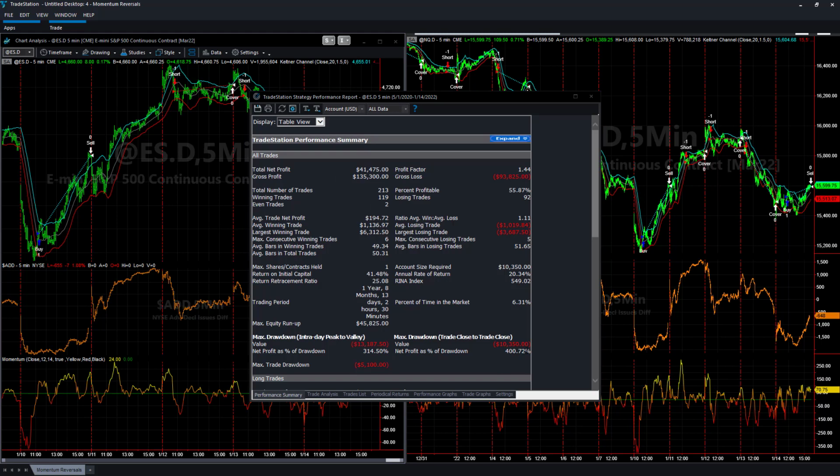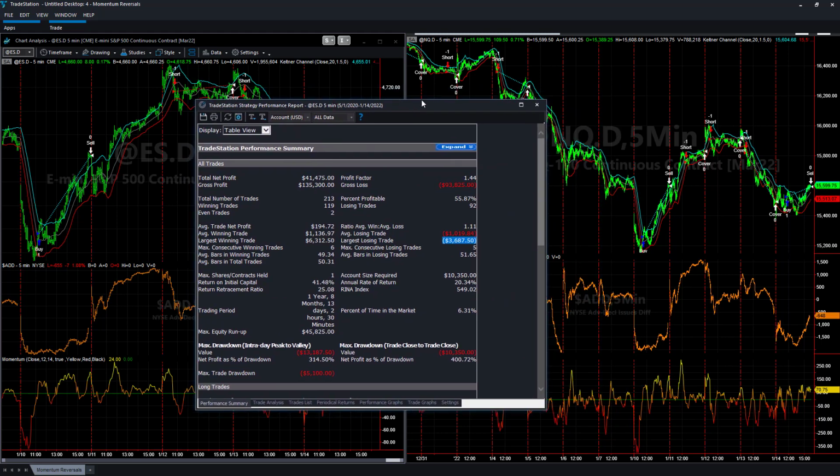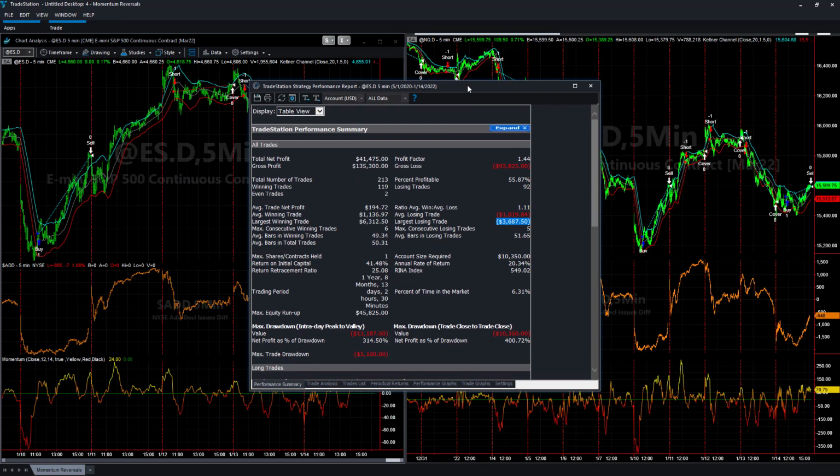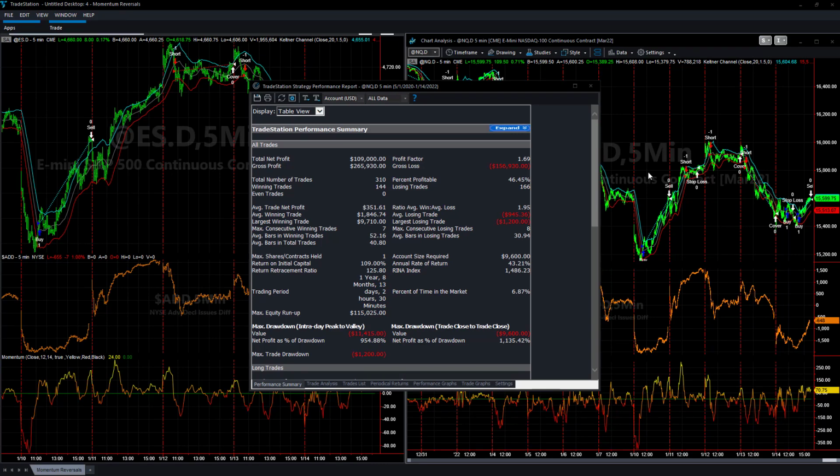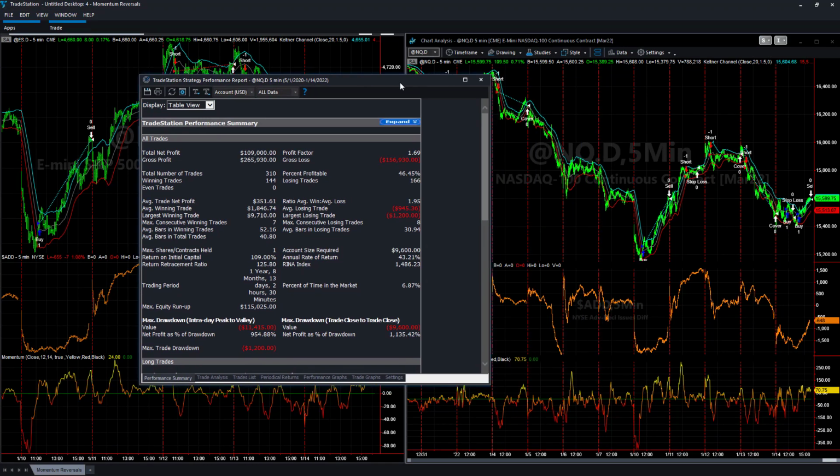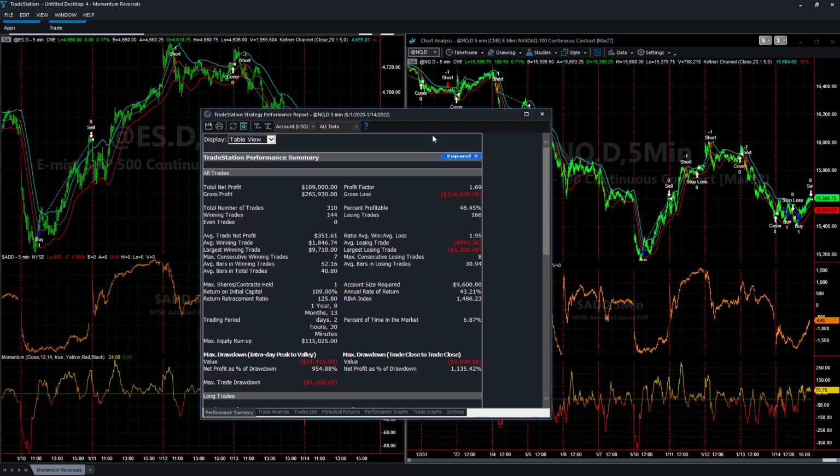194 average trade profit, 400% net profit as a percentage of drawdown, 36.87 largest losing trade. I'm going to update the code to add the stop loss, the monthly stop loss, and the max daily entries, and show you how it improves this strategy. So here is how this works with the Nasdaq. It goes from 106,000 to 109,000. It goes to 310 trades because you can have a max daily entry of 3.